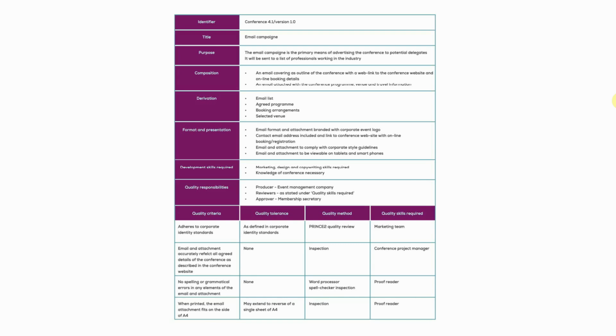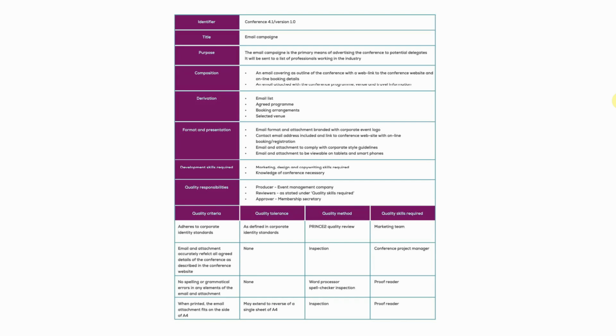Development skills required. These are the marketing resources, knowledge of conferencing, and so on and so forth. The important bit, or the value of any product description, of course, lies in the quality information. So obviously, you see we've got our quality responsibilities, the producer, reviewers, and approvers. And then we've got a tabled version here of the 4 quality headings of the quality criteria, quality tolerance, quality method, and quality skills required.